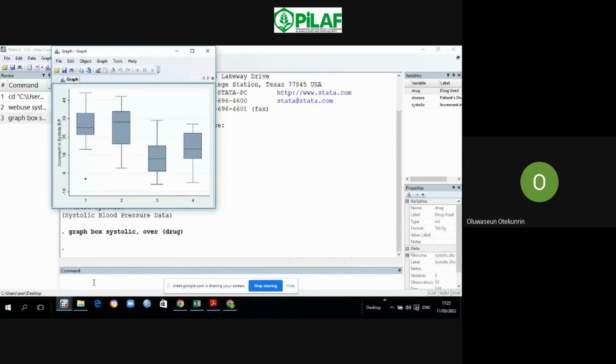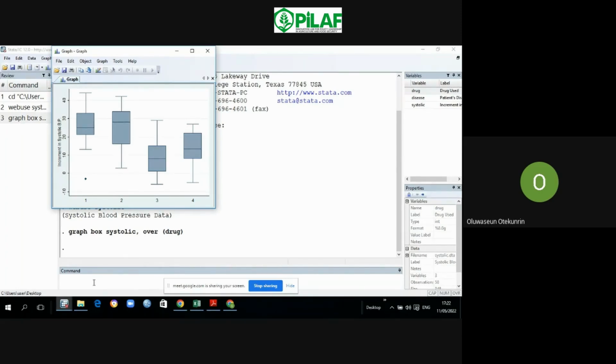So you can see the graph now. You can see the 4 groups. You can see systolic BP. For group 1, for drug 1, you can see that there is one outlier there, and that outlier is less than 0. It's a negative value. Apart from that, every other group does not present any outlier.